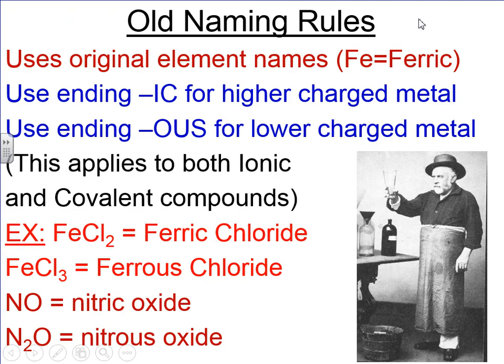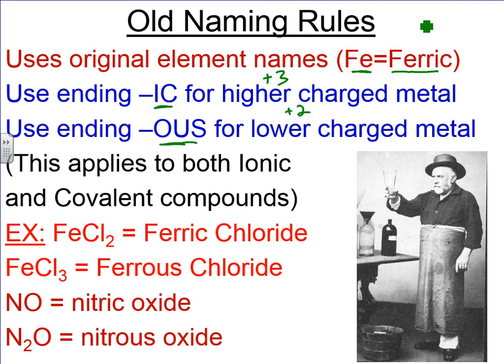And then we're going to mention one final idea which applies to many of these naming conventions. There are old naming rules which are still used sometimes, and the old naming rules made it into the naming of the acids. The old naming rules use the original element. So for example, instead of saying iron, they'll say ferric or ferrous. They'll use the original Latin name. And then they'll use the ic ending if you have a higher charged metal. So for example, for iron, if you have a +3 charge iron, you call it ferric. And then you use the os ending for a lower charged metal. For iron +2, you say ferrous.